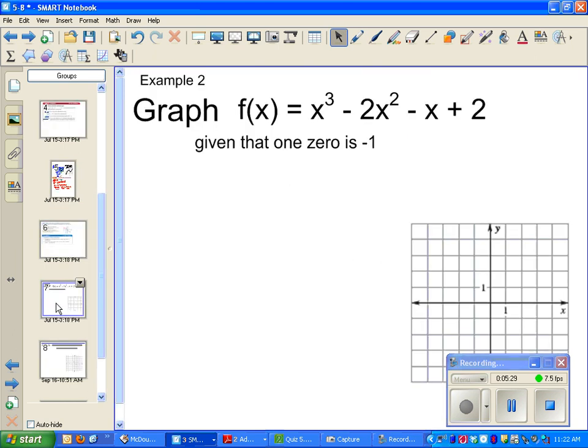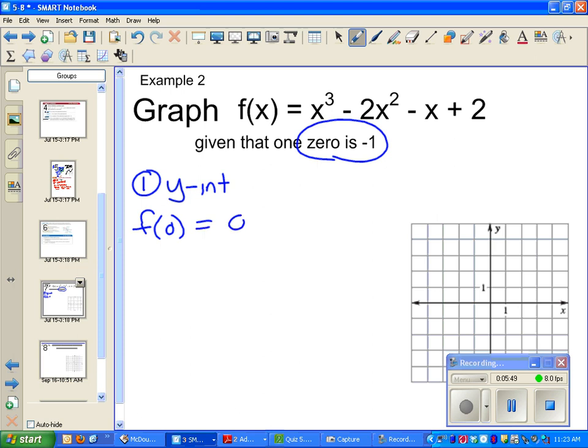All right, so we're going to graph this one. Please pause it and write it down. This is not in the book. We'll get into that more, but first, let's find our y-intercept. Our y-intercept is when we plug in 0 for x. So we have 0 cubed minus 2 times 0 squared minus 0 plus 2. So our y-intercept is 2 again. I'll graph that, 0, 2 right up there.